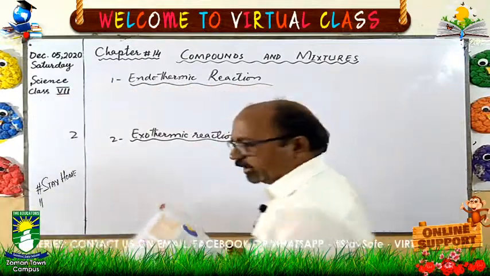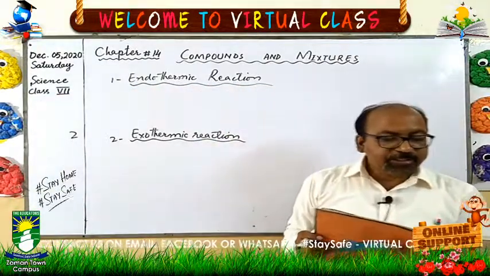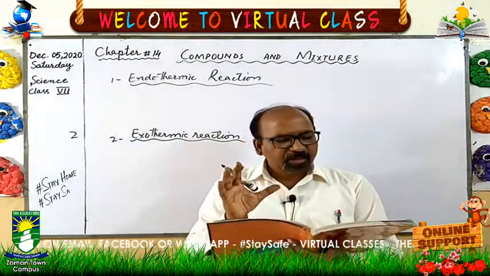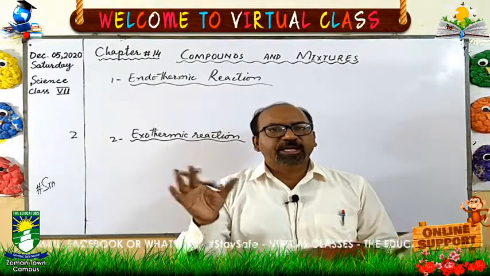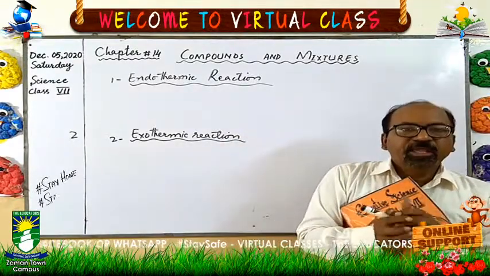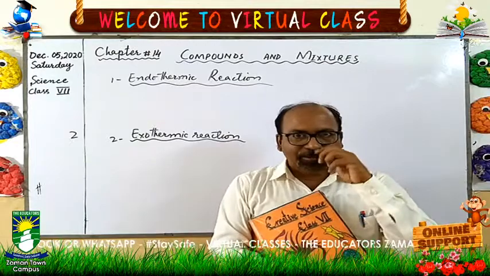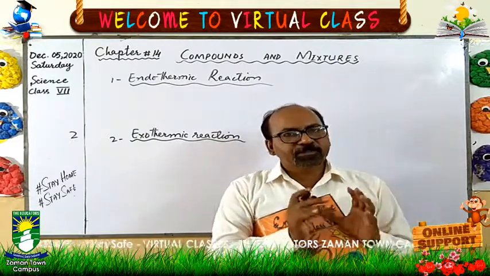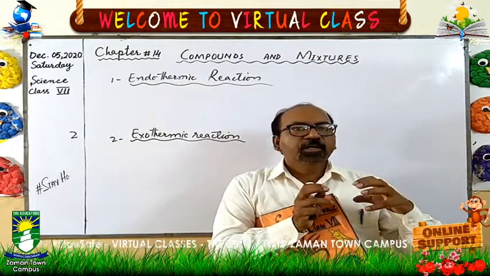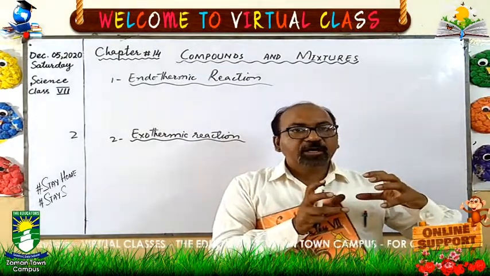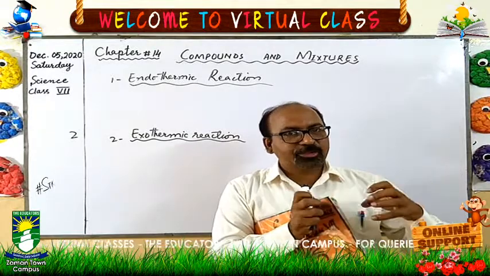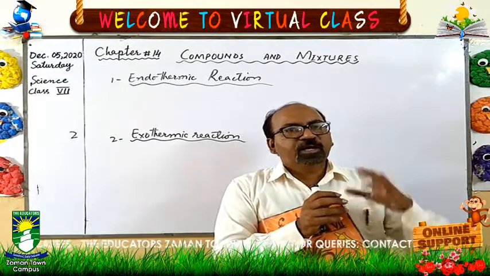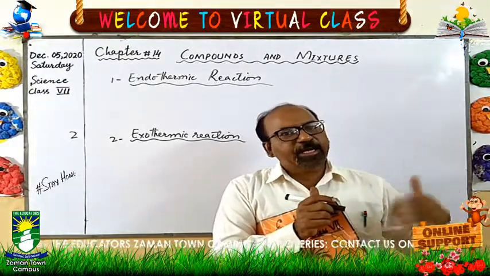So what is an endothermic reaction? When heat is absorbed from the surrounding during bond breaking. A bond is the attraction when any compound is formed by different elements. They are joined, and now they have an attraction. This attraction is called a bond. There are two types of bonds, ionic bonds and covalent bonds.